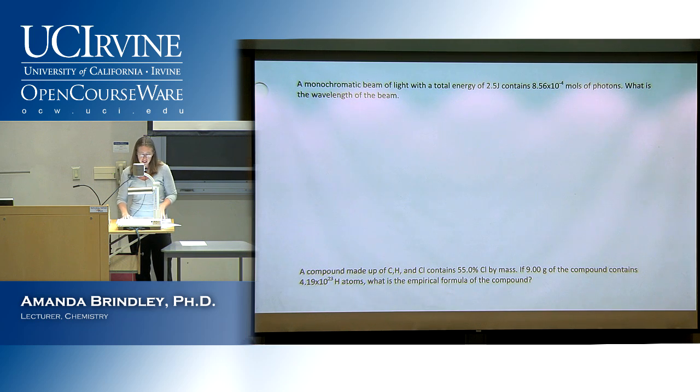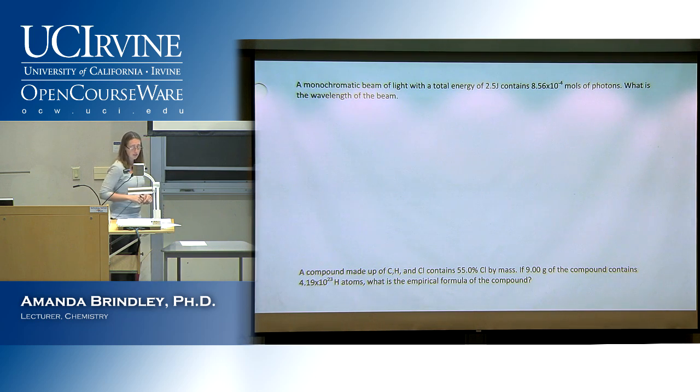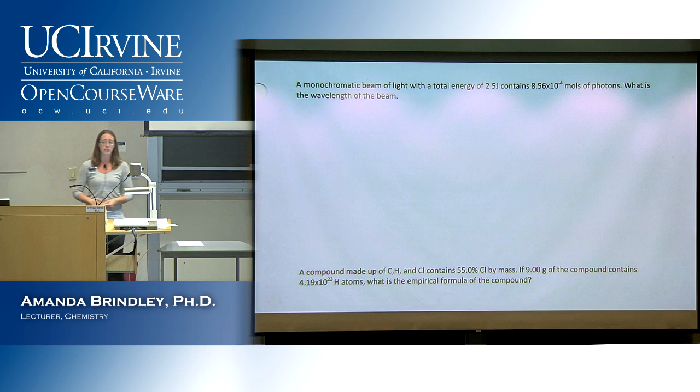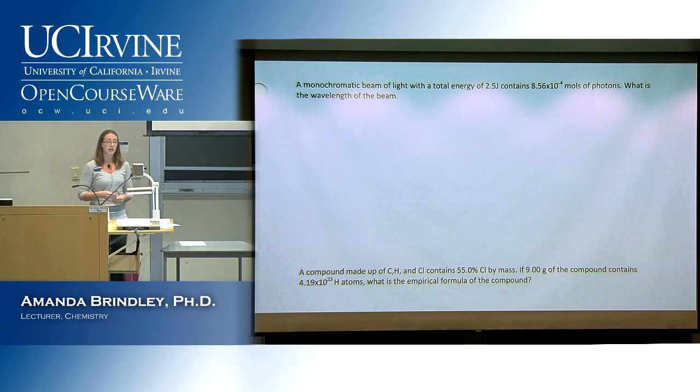Okay, so it has a total energy of 2.5 joules. It contains this many photons. What is the wavelength of the beam? So what do we have to do to find a wavelength in general? If we have energy and we need to find wavelength, what do we fill into? E equals hc over lambda.